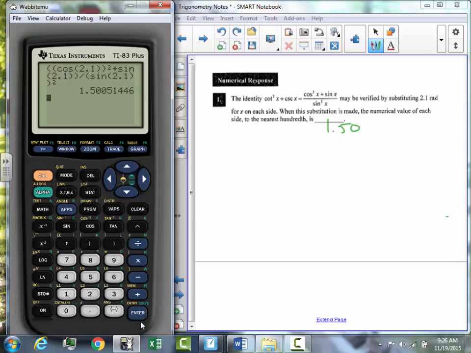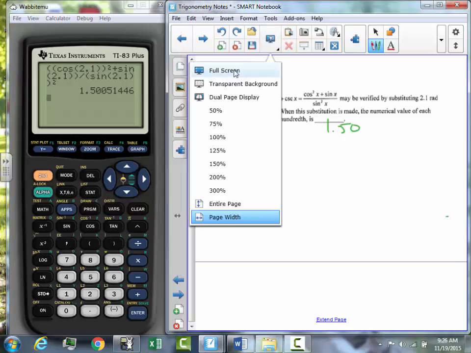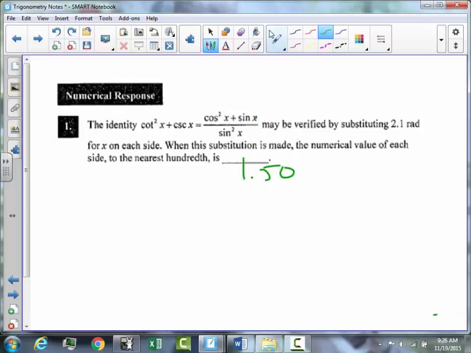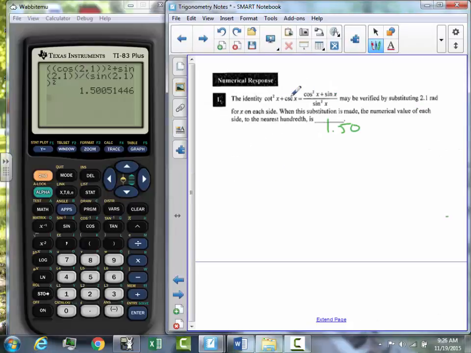Does that make sense? I think that's a pretty easy question altogether. It's not the most challenging one, but there's an example of how you might get assessed on this. On the first part, what did you do to get 1.5 after 0.5? Oh, I still had to add 1 over sine of 2.1, because that's what this little bit right here is. The cosecant is 1 over sine of 2.1. So I had to add that number too.